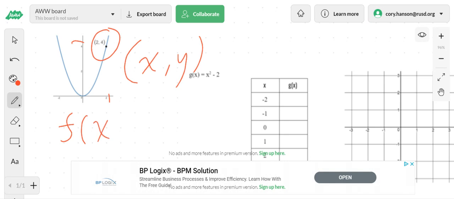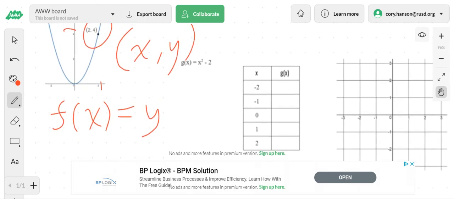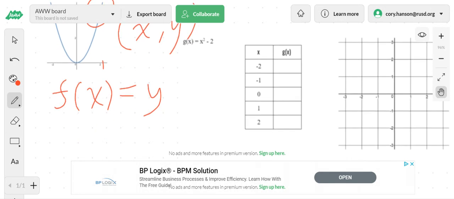Now f is just the name of the function, and x is a placeholder for the input. So we're going to say f of x equals y. Now we need to ask ourselves, what is the x and what is the y? I can clearly see the x is 2 and the y is 4. So I know I need to substitute 2 for x, and that's going to equal 4.